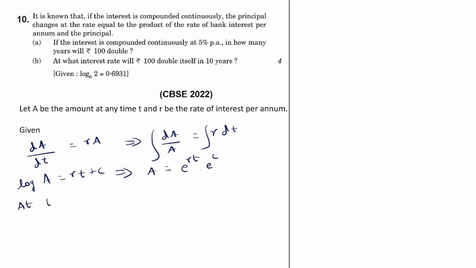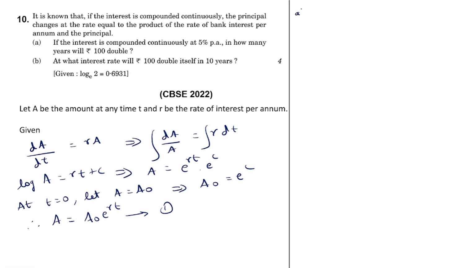So let us take t equal to 0, that is the principal amount which is deposited at the beginning. Let A equal to A naught, which implies A naught equal to e raised to C. Therefore, A equal to A naught e raised to Rt. So this is the required model. Now using this, let us find the answer for these two questions. The first question: if interest is compounded continuously at 5% per annum, in how many years will rupees 100 double?